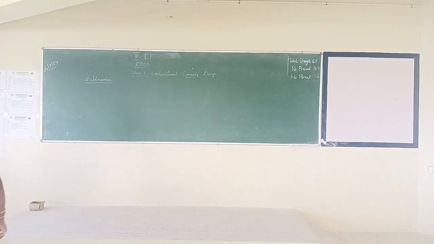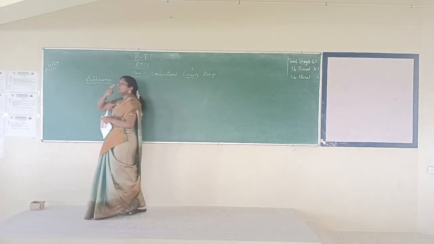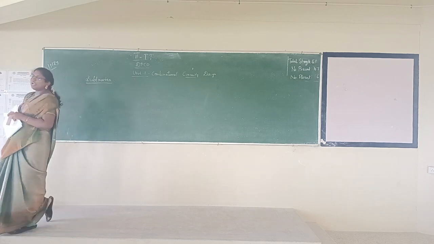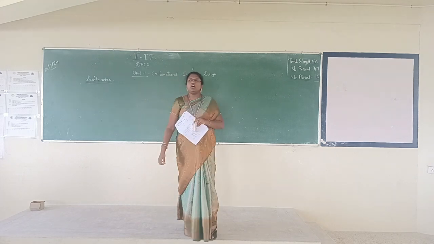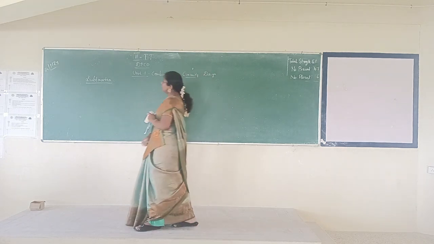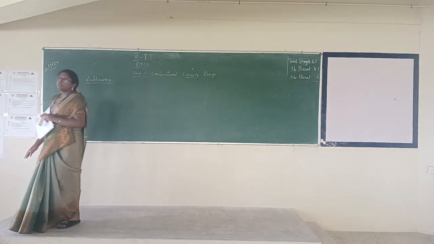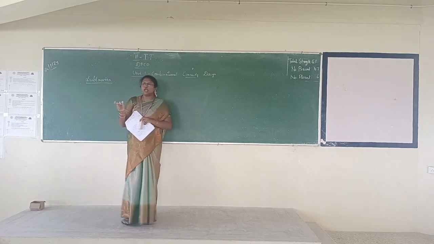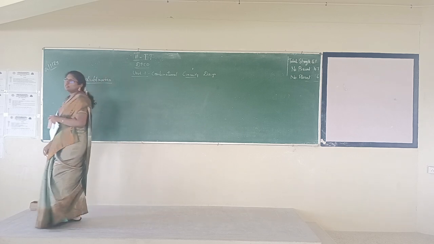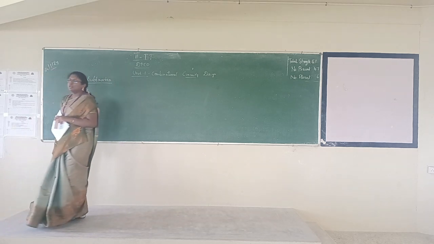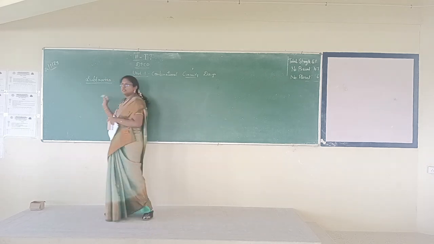Enough, listen. The next combinational circuit we are going to see is the subtractor. We have seen the adder, right? What is the operation of the adder? Addition. Then what is a subtractor? The circuit that performs the subtraction operation is called the subtractor.